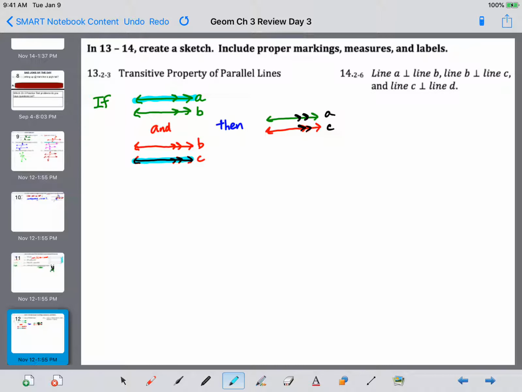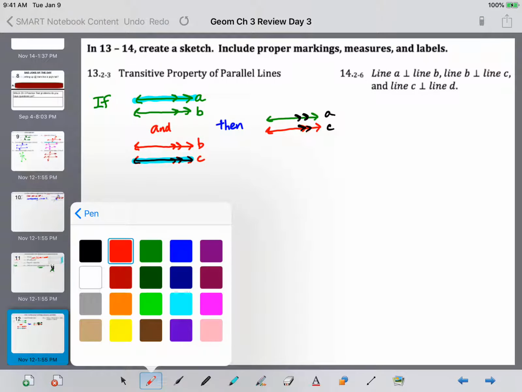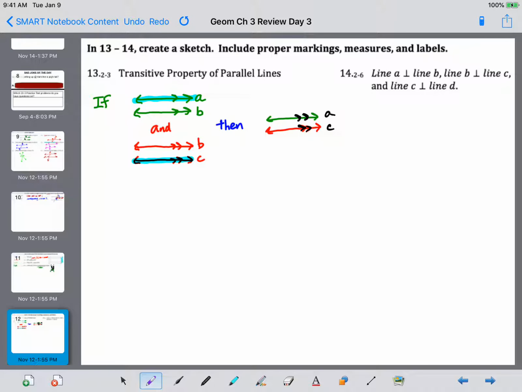Okay, the next one, number 14, has a lot of pieces of information there, but let's just take it step by step. First of all, line A is perpendicular to line B. Well, I'm going to make a vertical line and call it line A, and I'm going to make a horizontal line and call it line B. To show that these are really perpendicular, I need that right angle symbol here. So this means perpendicular. Okay, so now we already have this line B. We're going to make a third line C, so it's perpendicular to B. So again, make sure that has a right angle, and we're going to call this line C.